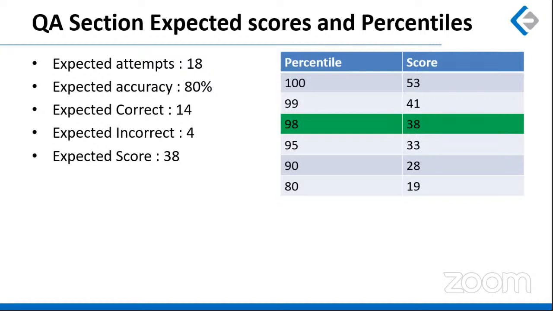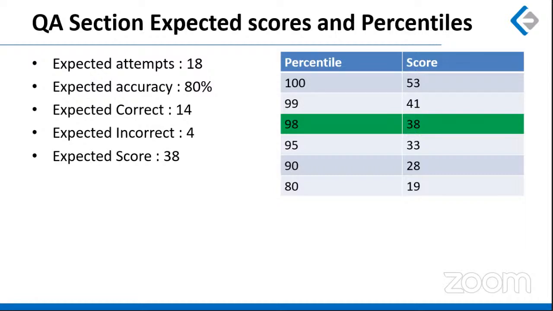Okay, if you're aiming for higher, like 99 or 100, 99 is available at 41 and 100 is available at 53. But if you are starting out, which most of the students are at this point of time, because we are still in April and we are starting out with our mock test, a lot of students might not have gotten themselves into this range.